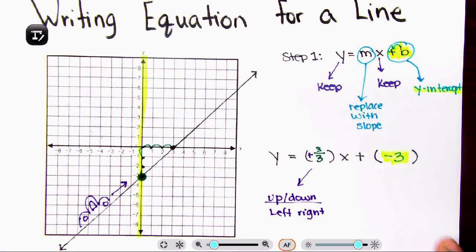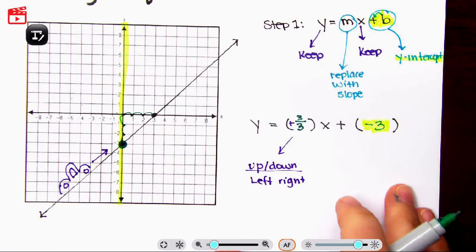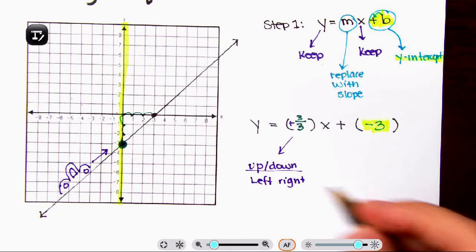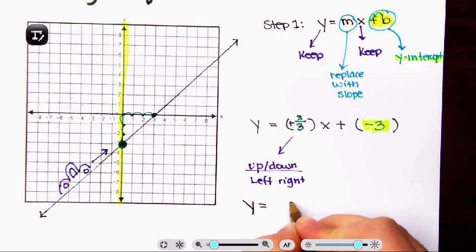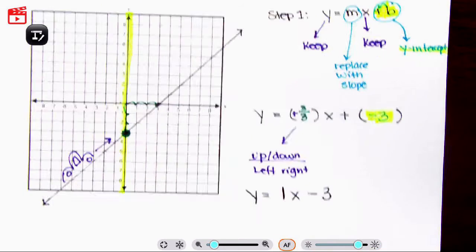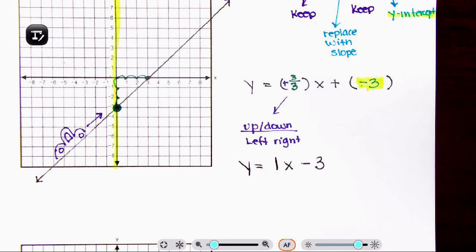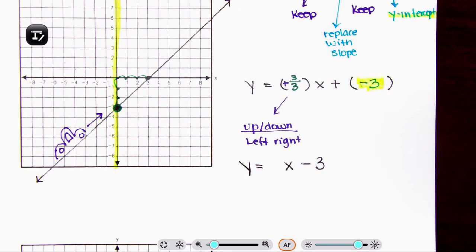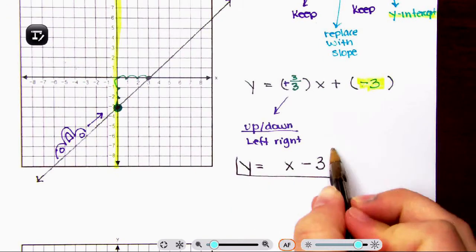Now, you're not done because you need to simplify. This kind of looks weird, so I'm going to say 3 divided by 3. So y is equal to 3 divided by 3, that is 1, then we have x, then we have plus and negative 3. You can simplify that to just minus 3. But you can also get rid of that 1, because 1 times anything is that anything. And here is your equation for the line.